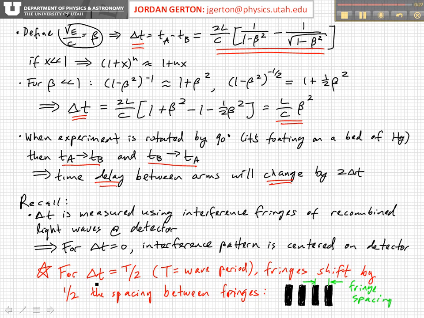So they calibrated their instrument, and they found that for delta t equals the period of the light wave divided by 2, the fringes shift by that same ratio, 1/2 of the spacing between the fringes. So if this is sort of an interference pattern over here, and this is the spacing as indicated in green, then when delta t is equal to half a period, the interference fringes would shift also by half a space.